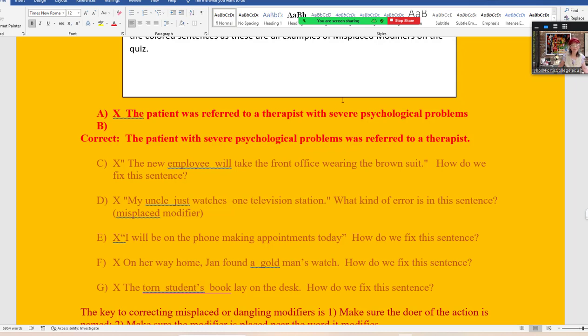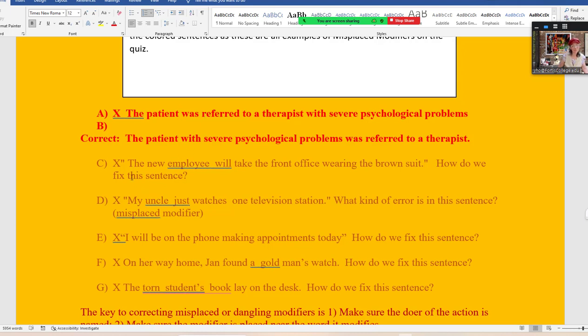So that means I have to move these words around, and that's why it's called a misplaced modifier. I have to move the words so the modifier is not modifying the wrong noun. So therefore I have to move the words around for it to make sense.